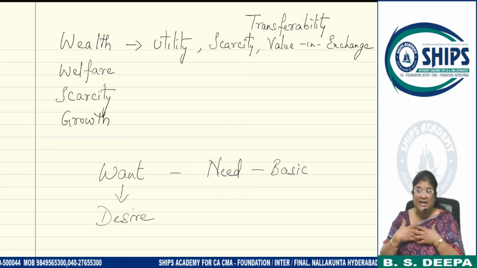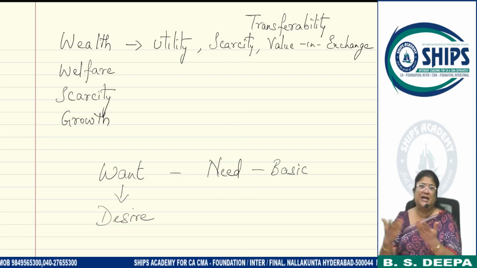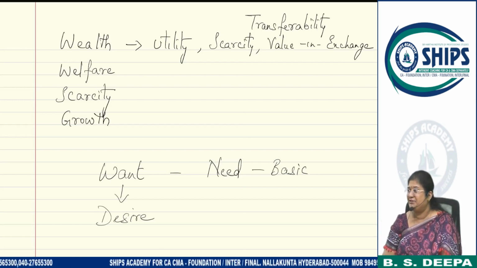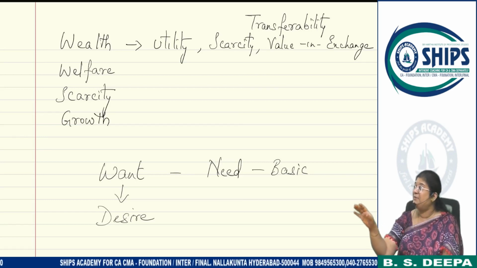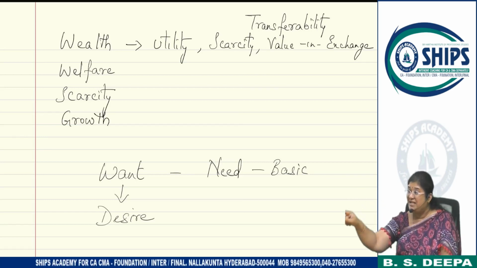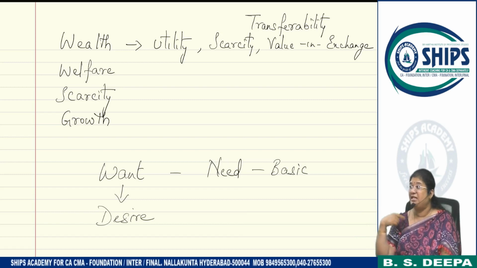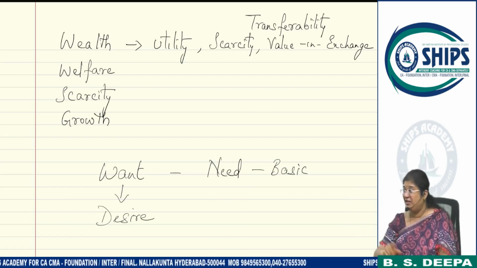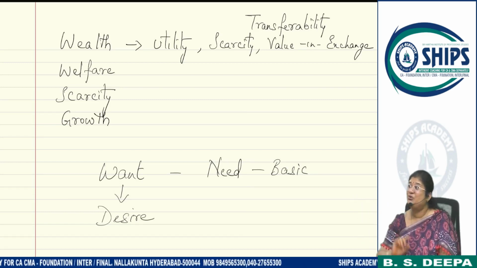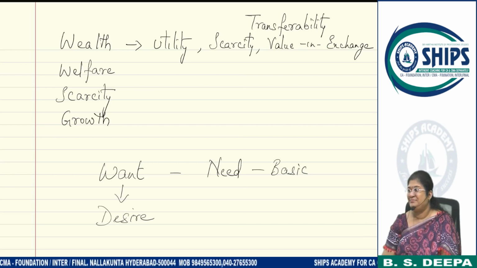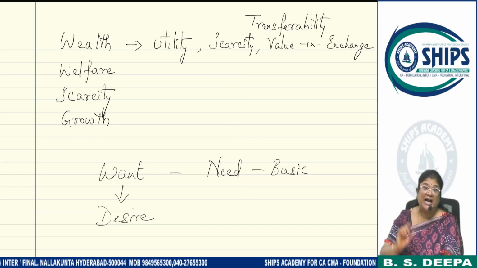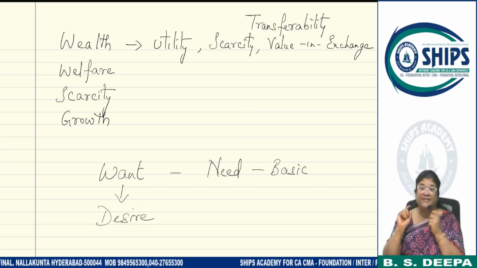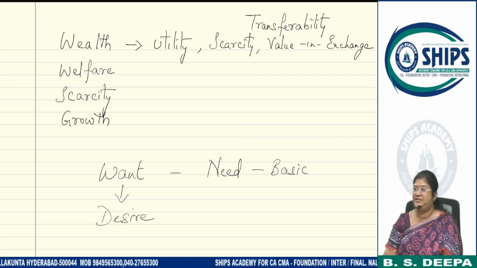But my desire is a want. To satisfy my hunger, I want to have pizza or a burger. So in that case, burger and pizza have the capacity to satisfy my want. They have utility, but that doesn't mean that they are useful. So in economics, usefulness is different, and having utility, the power to satisfy the want, is different.